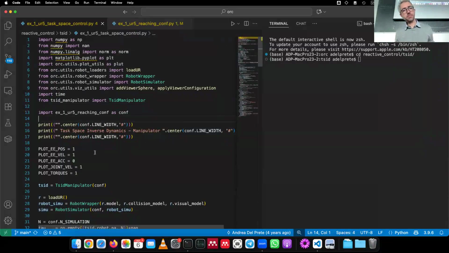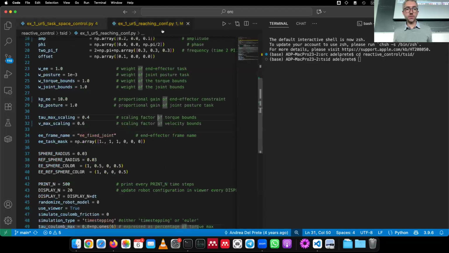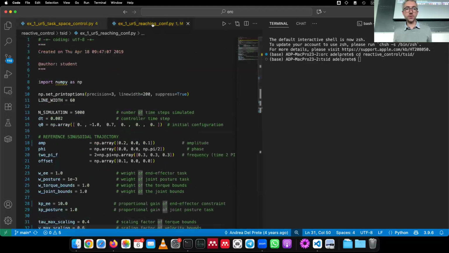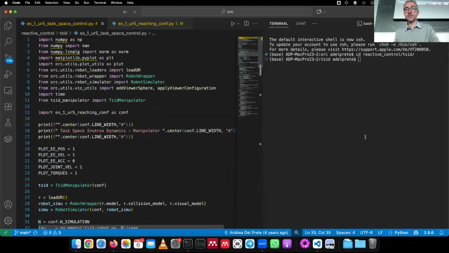Last time we were playing with the script where we stopped, x1 ur5 task space control.py. So you can reopen this one and also the configuration file, which is x1 ur5 reaching conf, and we can restart where we left. As a first thing, I'm gonna just run the script to see where we left.